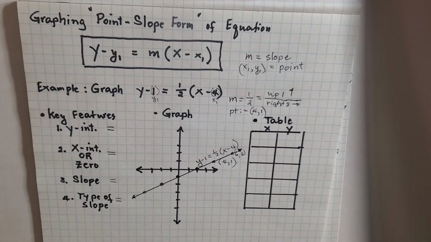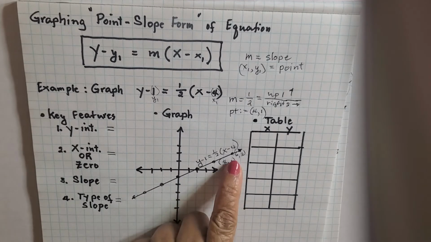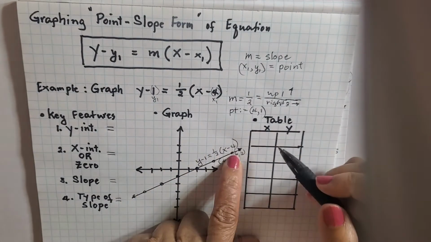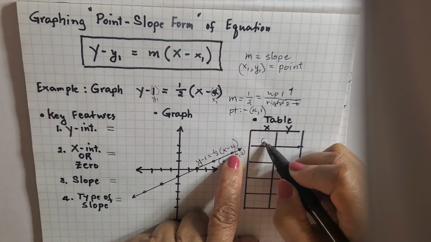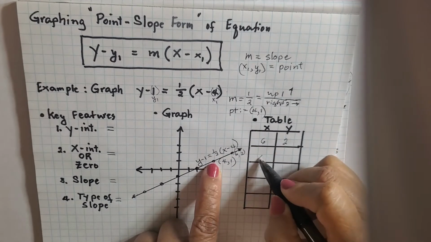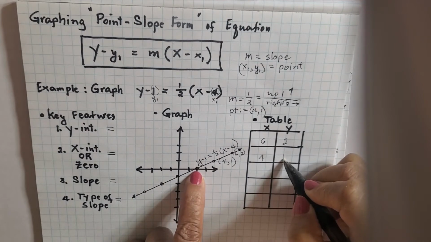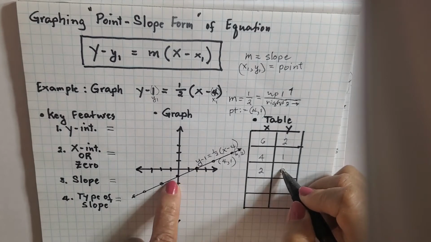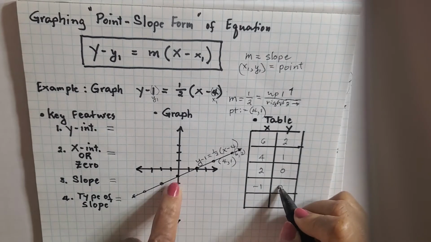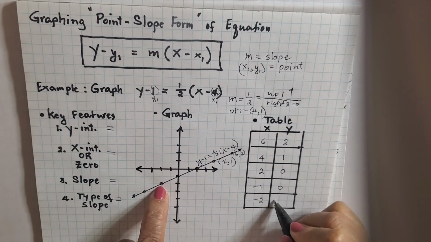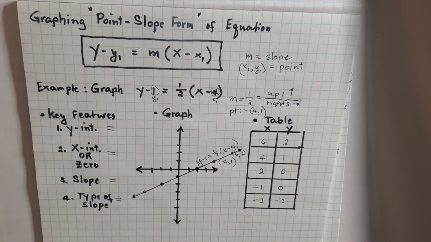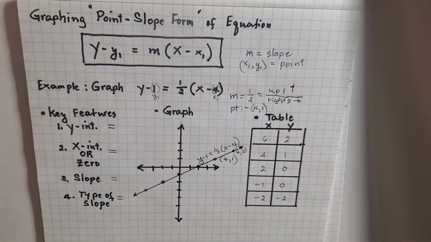Okay, so let us create the table of the graph. I begin on this point. So this equation will contain the point 6, 2, and then 4, 1, another point, then 2, 0, and this is negative 1, 0, and this is negative 2, negative 2. I still have one point, but there will be infinite points. Did you follow along with me?